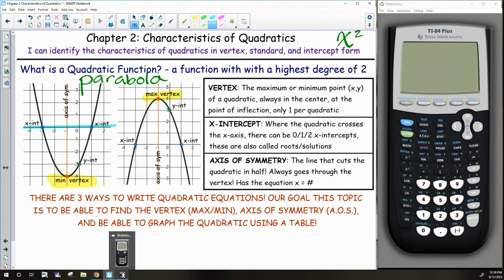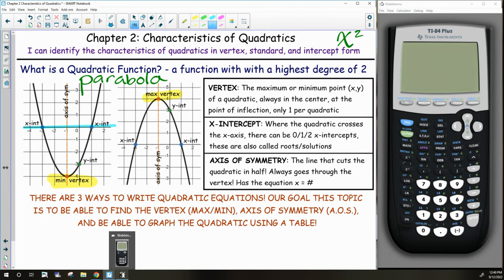Okay? Last but not least, axis of symmetry. You guys know what symmetry is, right? Something that's symmetrical means it's the same on both sides. Parabolas, quadratics are symmetrical. If you draw a line right down the center of your graph and it goes through the vertex, the left side and the right side are exactly the same, always, every time. If you took scissors and cut a quadratic right through the vertex, both sides would be identical.